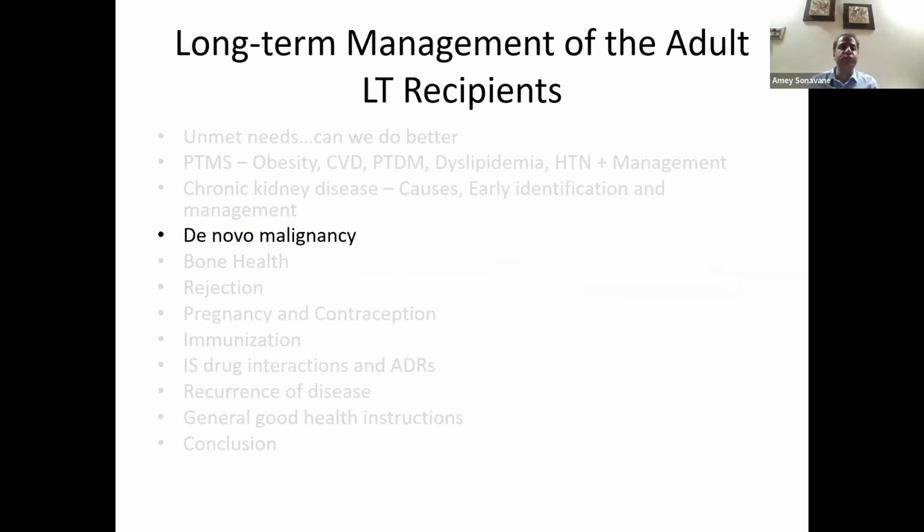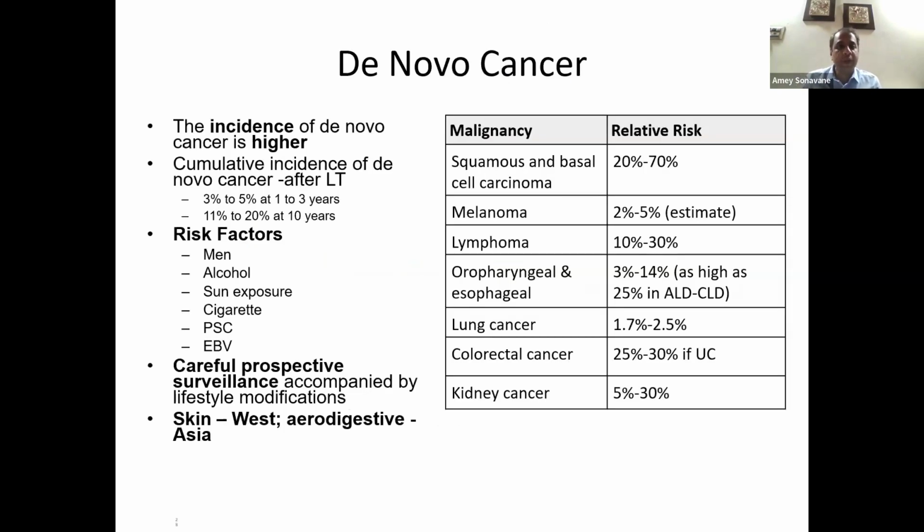We move on from the kidney disease to de novo malignancy. We all know that patients who receive a liver transplantation, or any transplant per se, have a higher incidence of developing a de novo malignancy. And if they have an HCC which is beyond Milan criteria, there is a very high risk of developing a recurrent HCC post-transplantation. The incidence of de novo malignancy is higher as compared to the general population, and it is around 3 to 5% in the first 3 years to around 11 to 20% around 10 years post-transplantation.